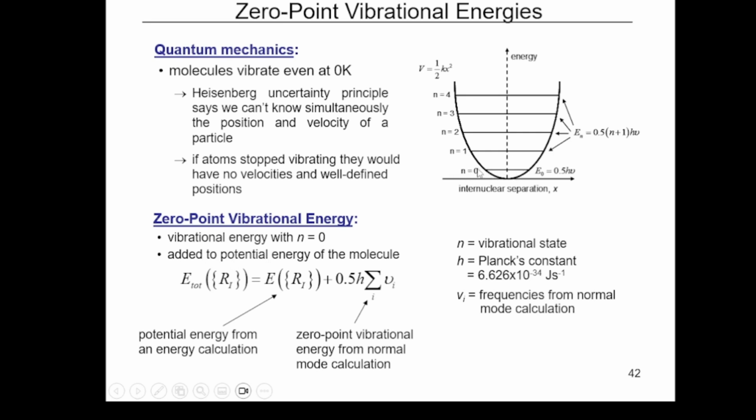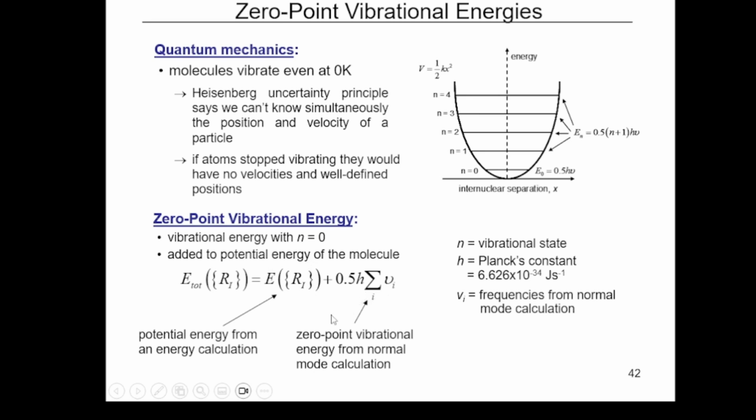So if this is n equal to 0, the energy it possesses on this axis is equal to 0.5 h nu. Now this energy is added to the potential energy of the molecule. So if you talk about the total energy, which is a function of coordinates of nuclei, that is equal to the electronic energy, which is a function of nuclei coordinates, plus the zero-point vibrational energy.